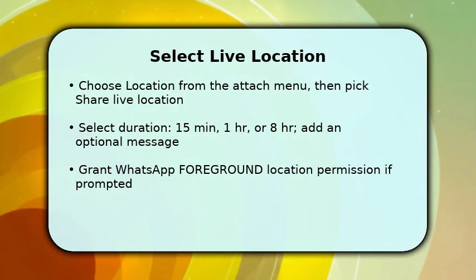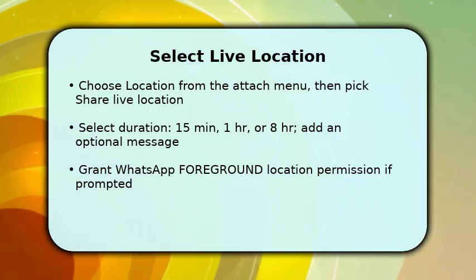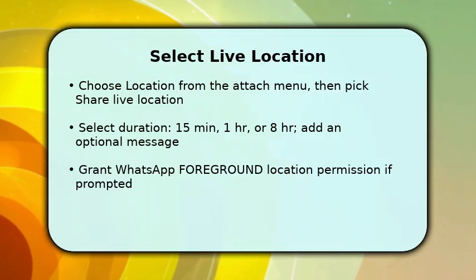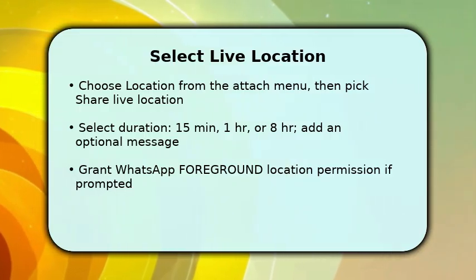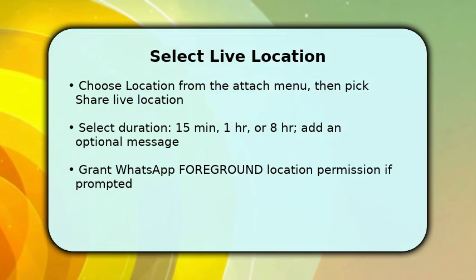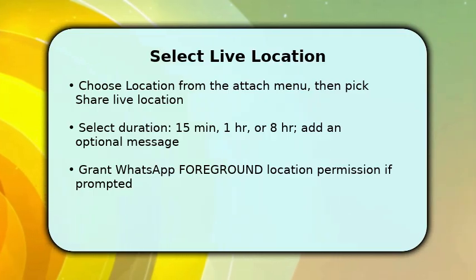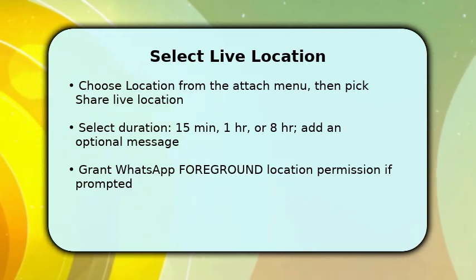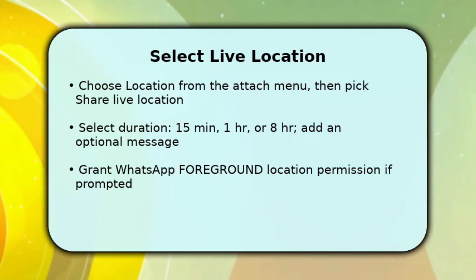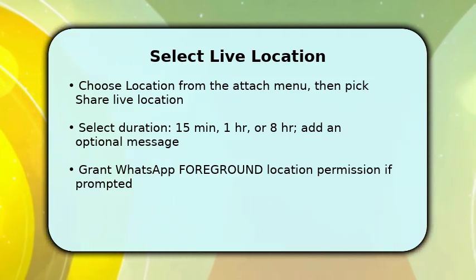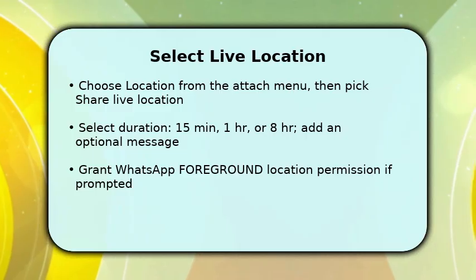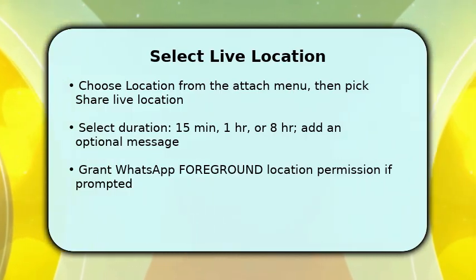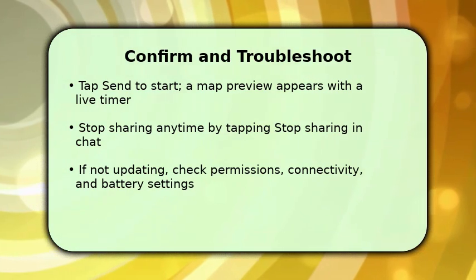Once the attach menu appears, tap location, then choose share live location, not send your current location, because live location continuously updates. You'll see duration options like 15 minutes, 1 hour, or 8 hours. Select the one that fits and optionally add a note so recipients know why you're sharing. If the app asks, grant WhatsApp foreground location permission so it can update coordinates while you use other apps. Make sure battery saver isn't blocking background refresh, otherwise location updates may stop. Finally, tap send to start broadcasting.